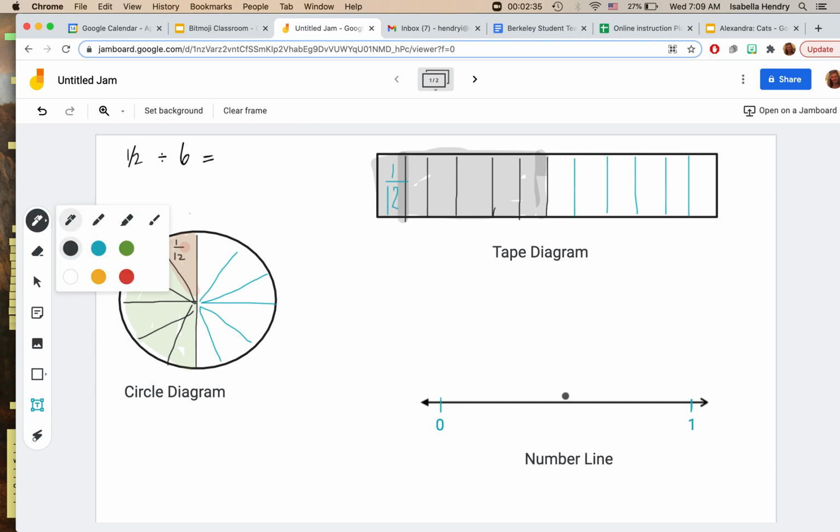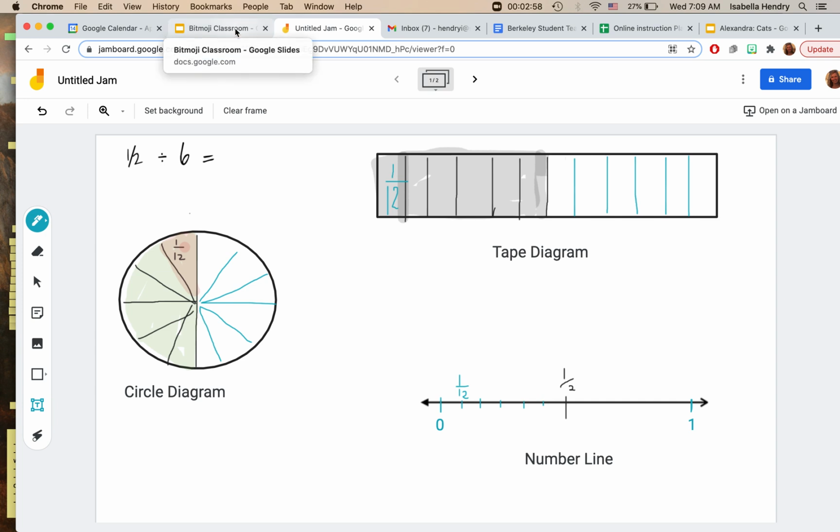And your number line, same deal. You start with the half, and you divide that half into 6 pieces. And one of those pieces is 1/12 of a whole. So that's pretty straightforward. Let's look at a slightly more complicated one.